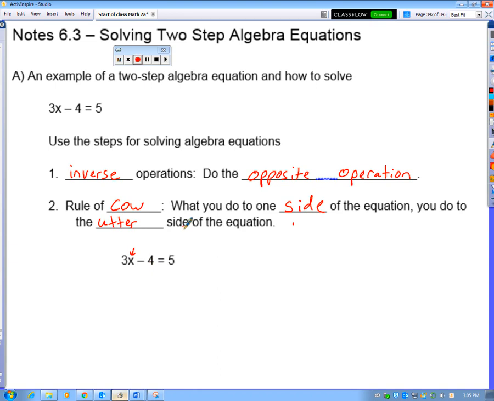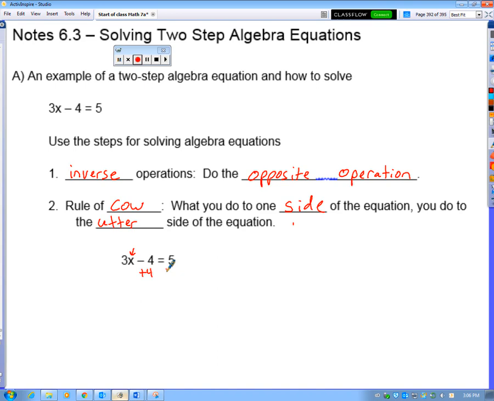When you're trying to figure out which one of these numbers you want to cancel out first, go with the one that is further away from the variable. It's going to be your easier target. It's going to be the easiest one to cancel out first. So that's the one we're going to focus on. So we're going to go through our two steps. We're going to cancel out this minus 4 first. So we got to do the opposite of minus 4, which is plus 4.